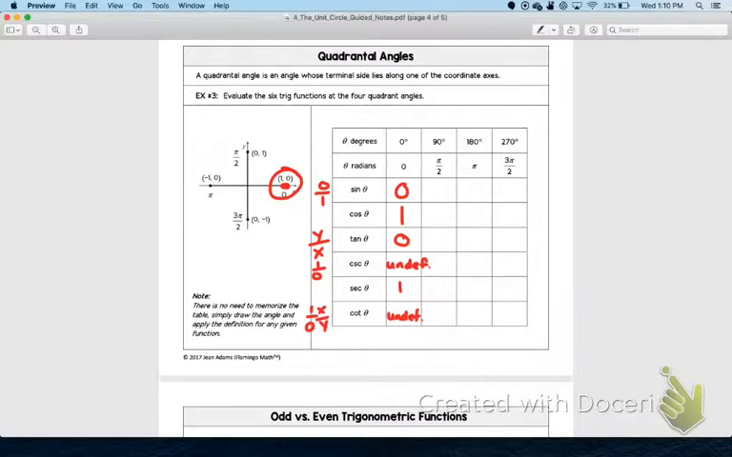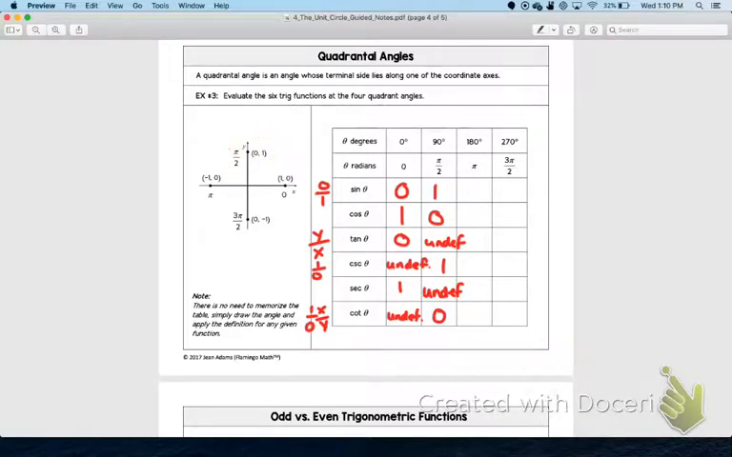Okay, so 90 degrees puts us up at 0, 1. Oops, up here at half a pi. So my sine is my y, 1. Cosine is my x, 0. If we do 1 over 0, that's undefined. My cosecant is the reciprocal of 1, so 1. My secant would be the reciprocal of 0 over 1, so 1 over 0, so that's undefined. And my cotangent would be okay, because that would be 0 over 1, so that would be 0.